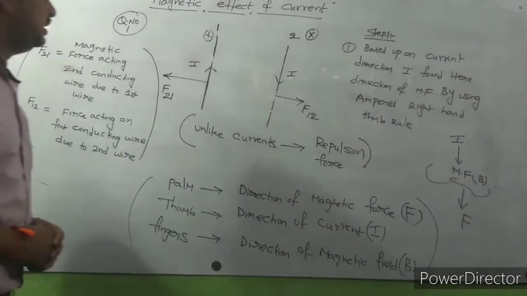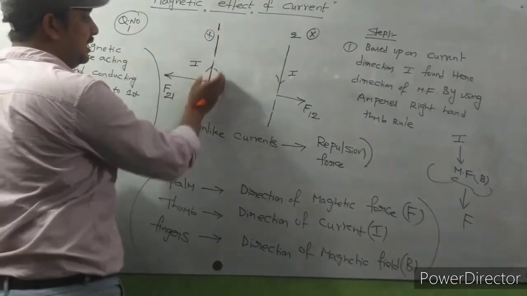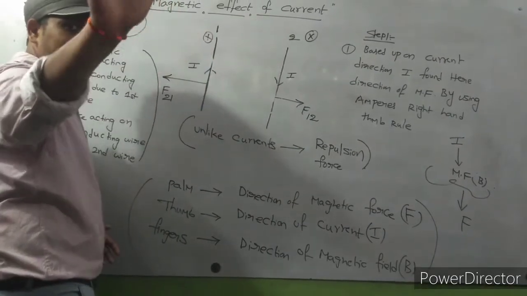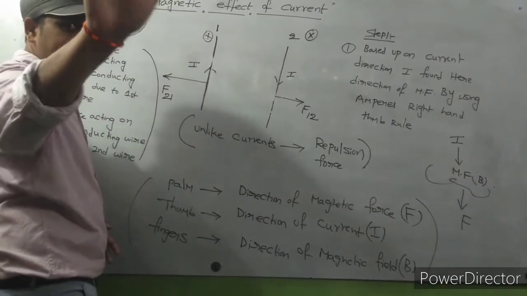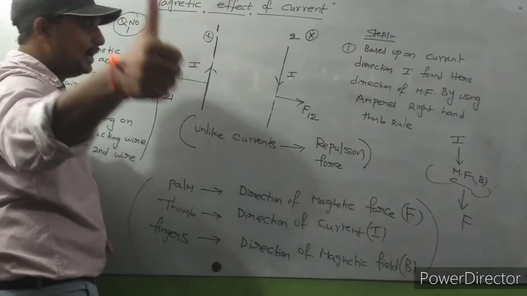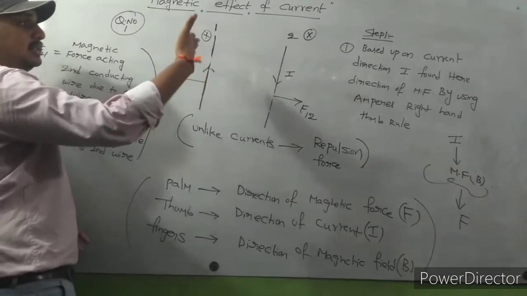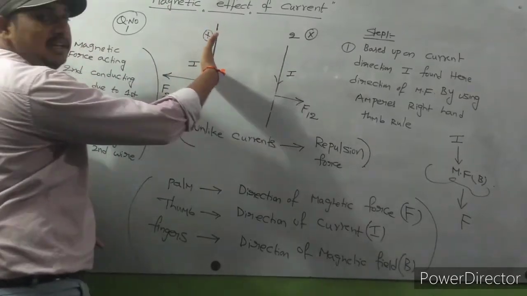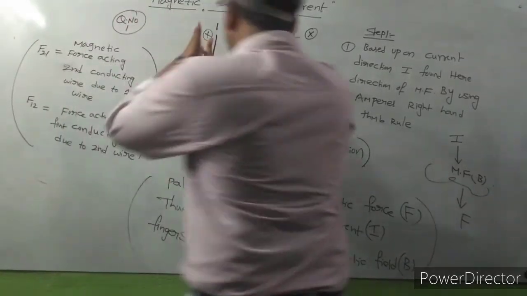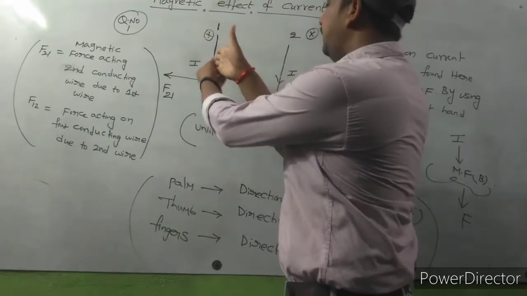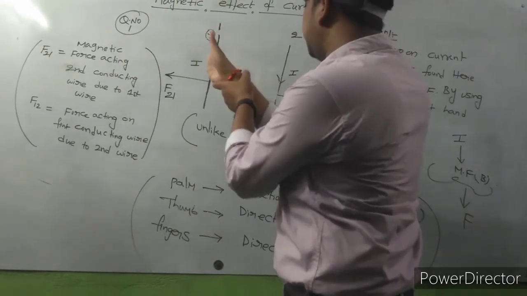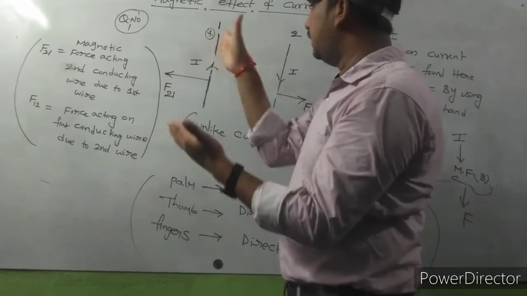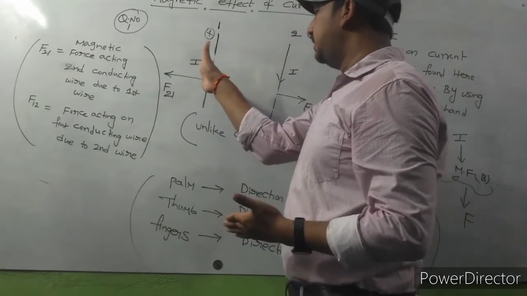Now observe carefully. Current I is passing in the upward direction, and the magnetic field is into the face. Observe Fleming's right hand palm rule. The thumb indicates the direction of current, and the fingers indicate the direction of magnetic field. Here the magnetic field is into the face, so I place the fingers into the face like this. Out of the face means we place the fingers like this, but here it is into the face, so the fingers indicate into the face.